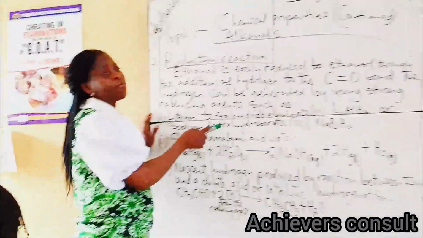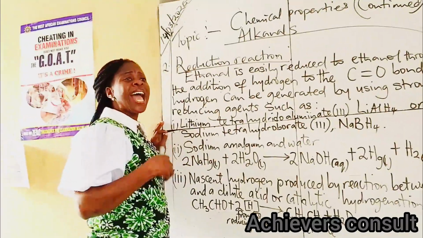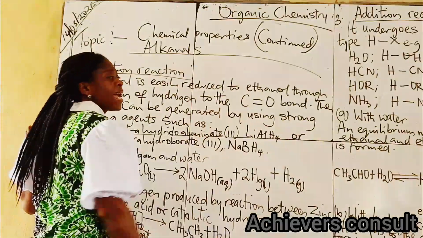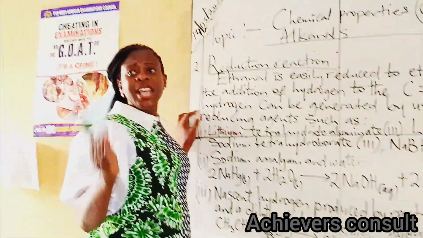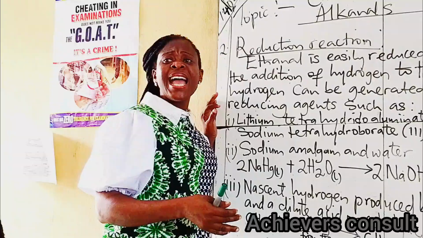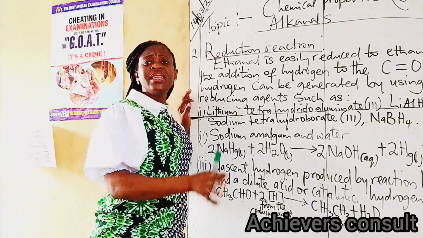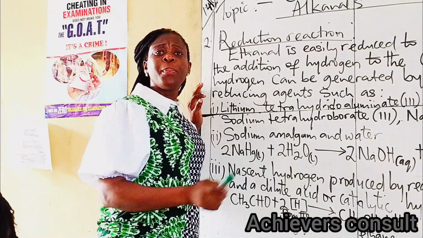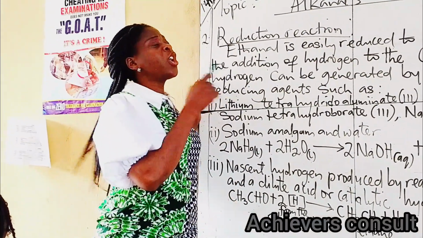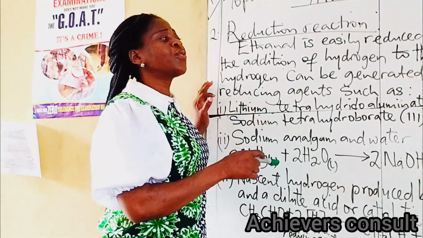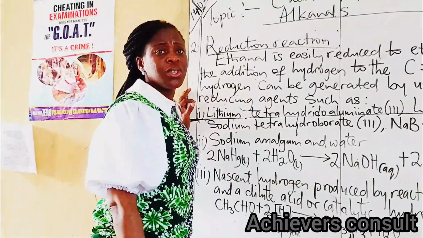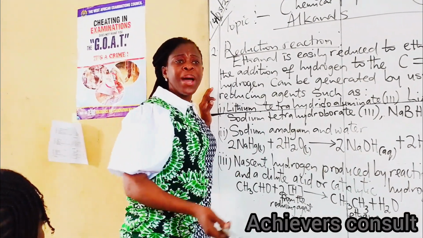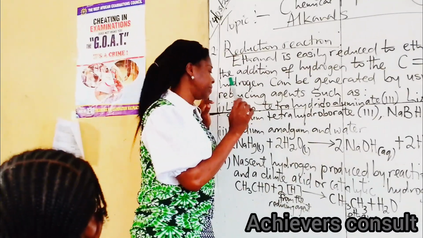All these are examples of reducing agents. They contribute hydrogen with which the alkanal is reduced to alkanol. In oxidation, alkanals are oxidized to carboxylic acid. That means ethanal becomes ethanoic acid, methanal becomes methanoic acid, propanal becomes propanoic acid. But when it comes to reduction, they are reduced from alkanal to alkanols. That means ethanal becomes ethanol, propanal becomes propanol when they undergo reduction.